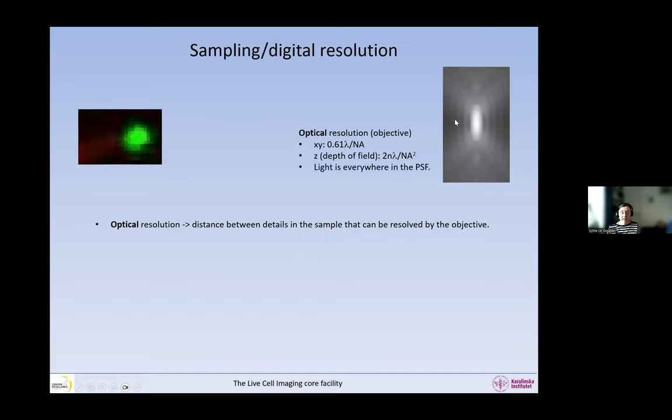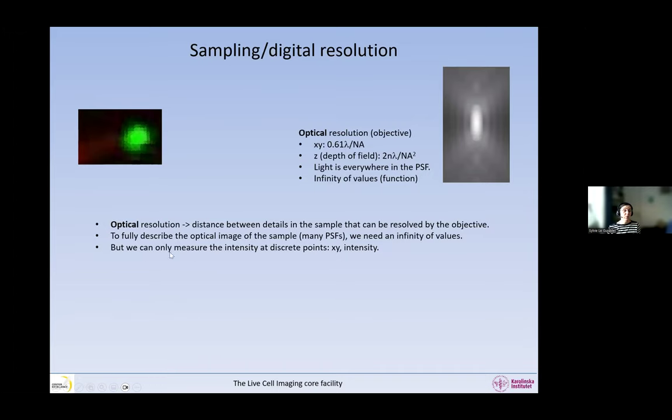But light is everywhere in here. As I said, this is a continuum. So we have light all over the place, and we have an infinity of values. So it's a mathematical function. To fully describe the optical image, we need an infinity of values. But we can only measure the intensity at discrete points. So we need specific XY and specific intensities for our digital image.